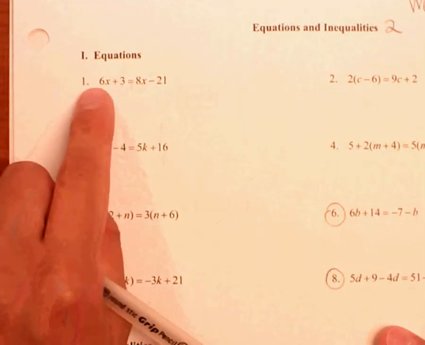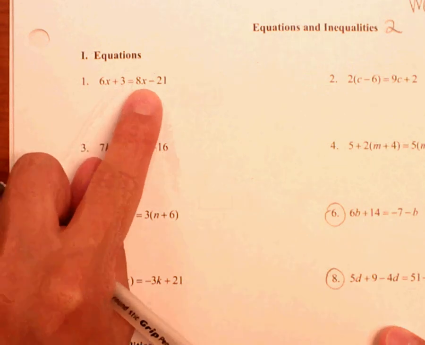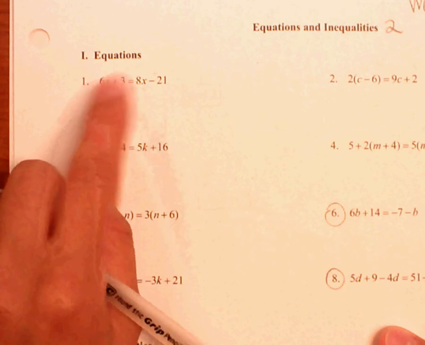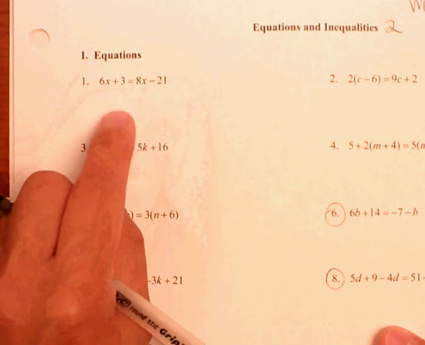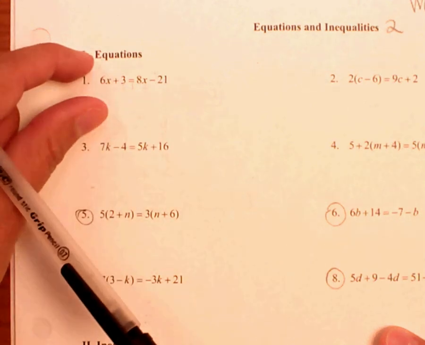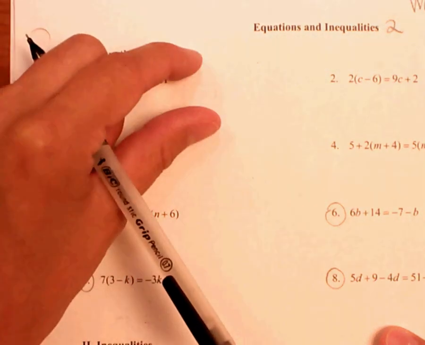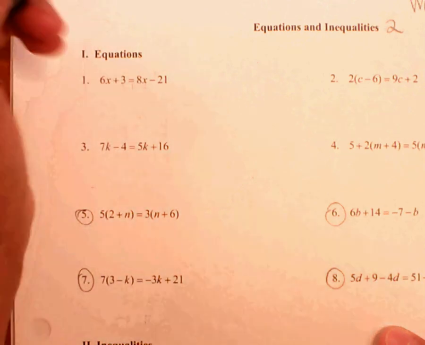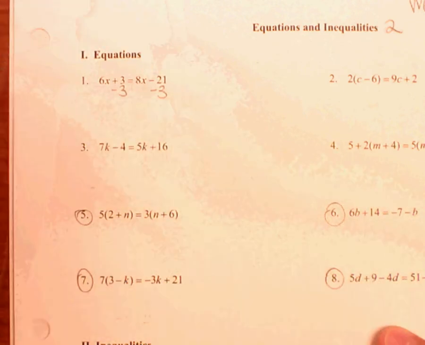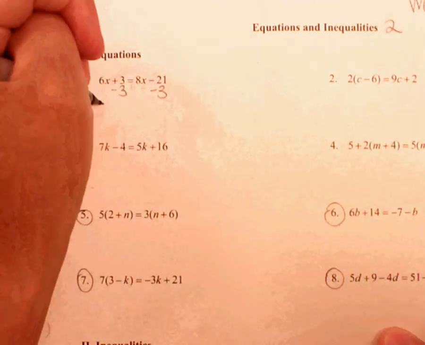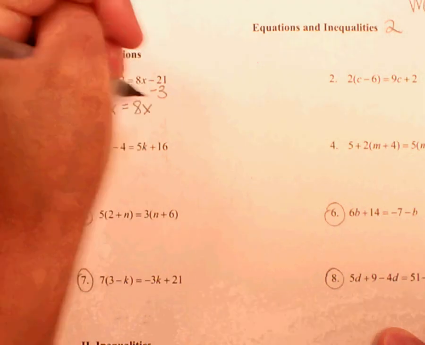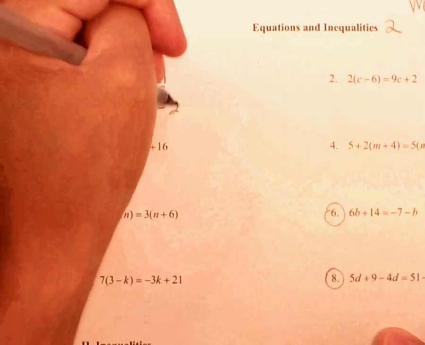We have 6x plus 3 equals 8x minus 21. Okay, so we have variables on the left and a variable on the right. We have numbers on the left and numbers on the right. We have to get variables to one side of the equal sign and numbers to the other side of the equal sign. So we're going to start off by subtracting 3. That gives us 6x equals 8x minus 24.